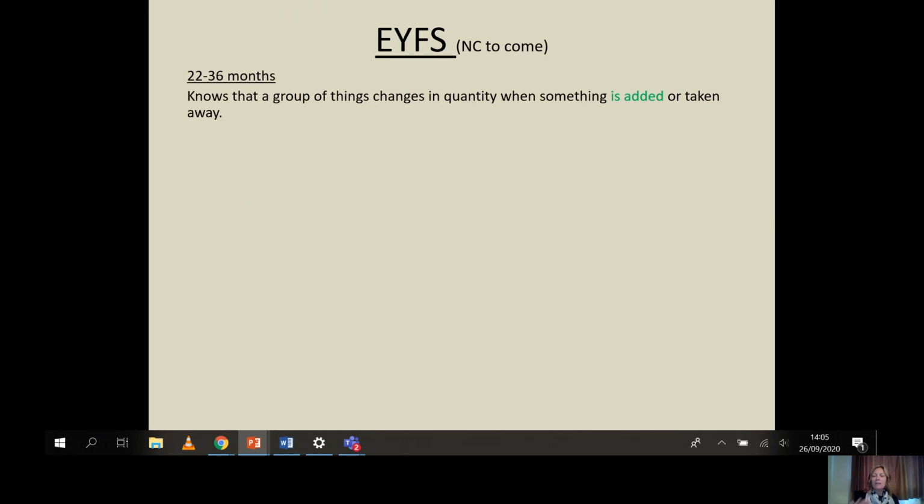So first of all, looking at the early years foundation stage, how does addition come into it? We will move on to the national curriculum. This is part of the reason why this goes over 2 weeks, because there's a lot to it. But in the early years foundation stage, so this literally is starting from children come up to the age of 2 years right through their preschool and their reception year.